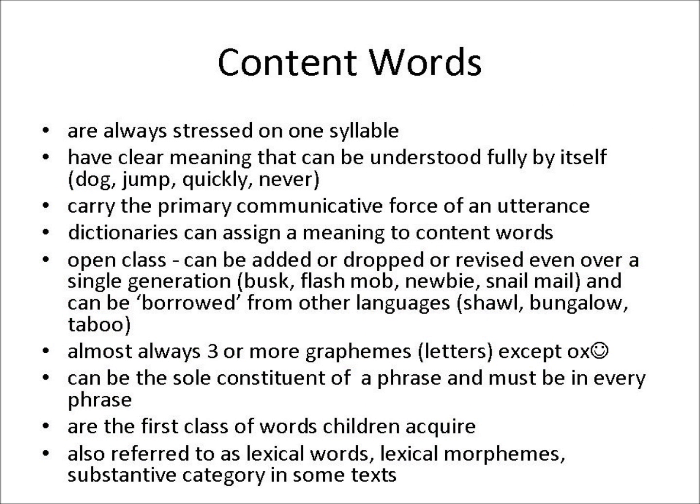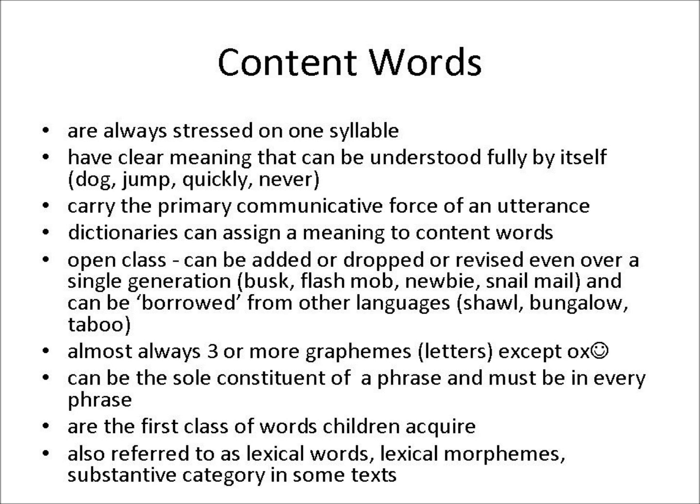So some of the characteristics of content words are that they are always stressed on one syllable. If it's a one-syllable word such as cat, then that would automatically be the stress. If it's something like cattle, you would have to know that it's the first syllable and not the second. They have a clear meaning that can be understood fully by itself. If I say dog or jump or quickly or never, you know what I mean without any other words being added in. They carry the primary communicative force of an utterance. You have to hear them in order to know my meaning.